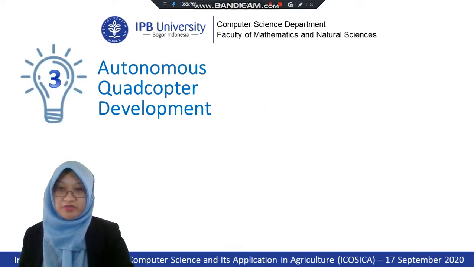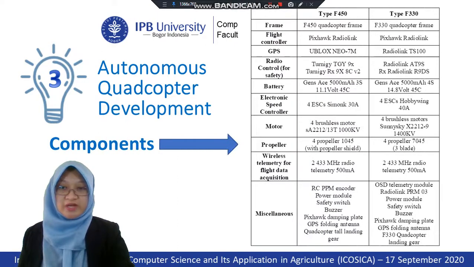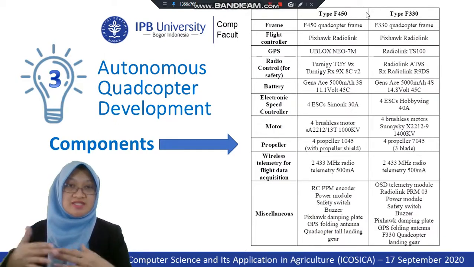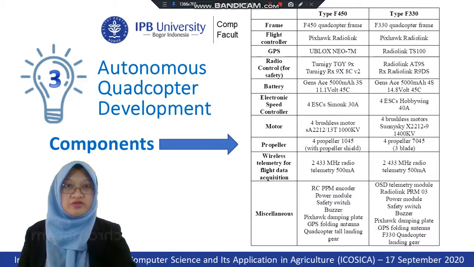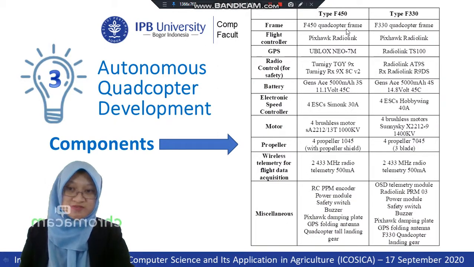Let's move on to the third part, the autonomous quadcopter development. First, I will explain about the components of the 2 developed quadcopters. So the 2 quadcopters are basically the same, only different in the size of the quadcopter. So the first quadcopter here used the F450 frame because the size is 45 centimeters, and the second quadcopter used the F330 frame, which has the size of 33 centimeters diagonally.